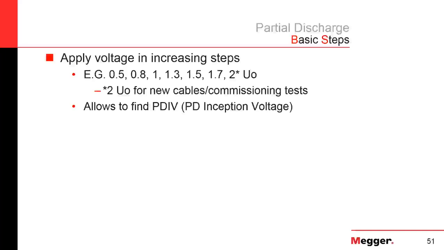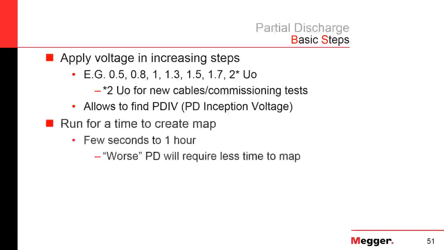So what are the basic steps for doing a partial discharge test? You would start by applying the voltage in increasing steps. For example, half rated voltage, 0.8, rated voltage, 1.3 times rated, 1.5 times rated, 1.7, up to 2 times rated voltage. We do that in logical progression to allow us to find the partial discharge inception voltage, which is just the voltage at which partial discharge starts. Typically for aged cables, we like to go to 1.7 times rated, and for new cables, we like to go to 2 times rated.